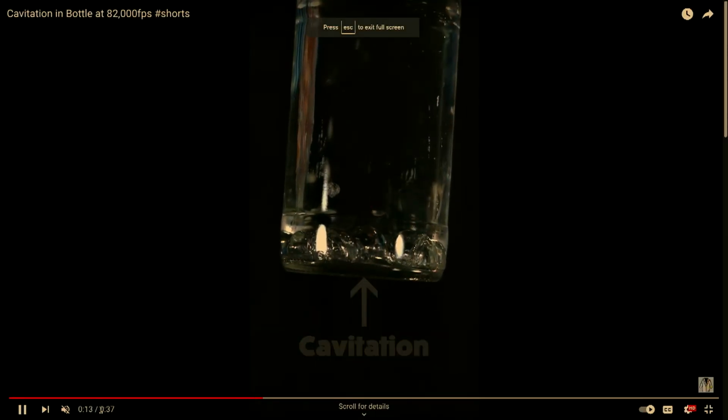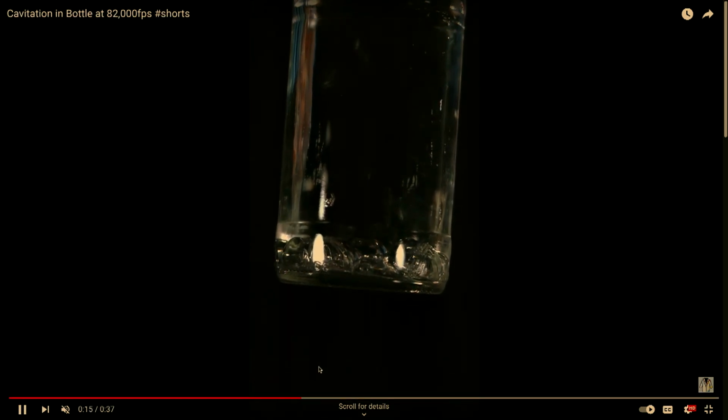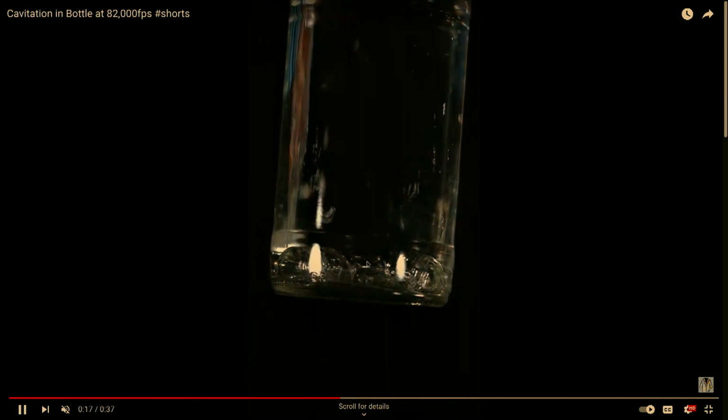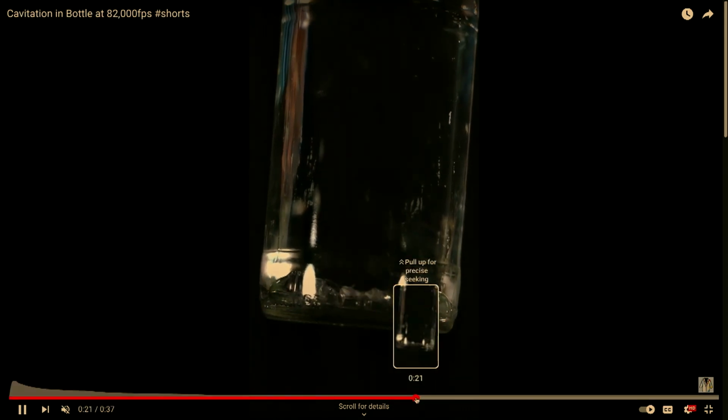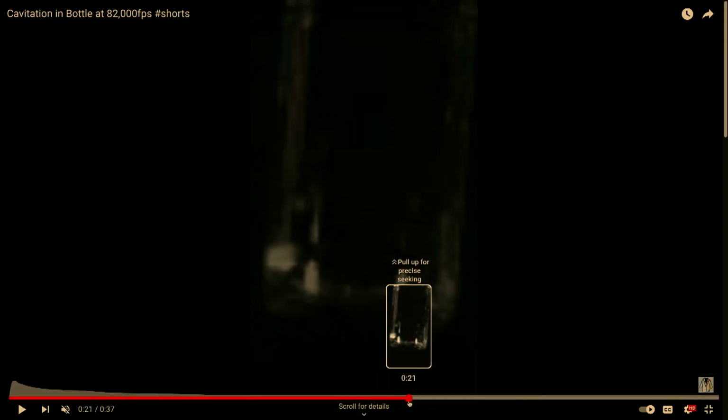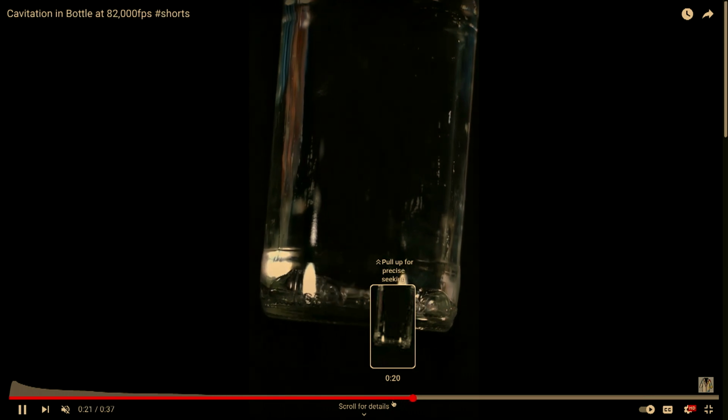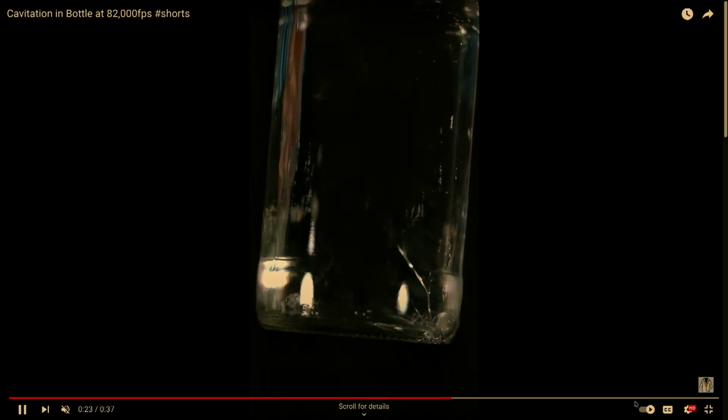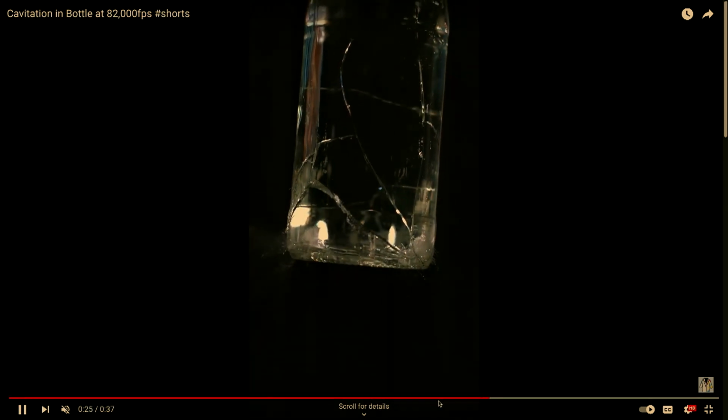So what happens is that there are bubbles that form, cavitation bubbles. Right. So the bottle goes down because he has the impulse, and you see, all right, that went too fast.